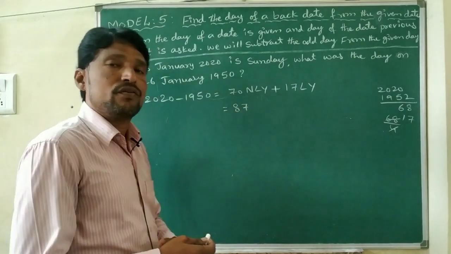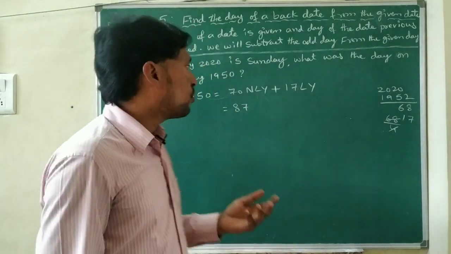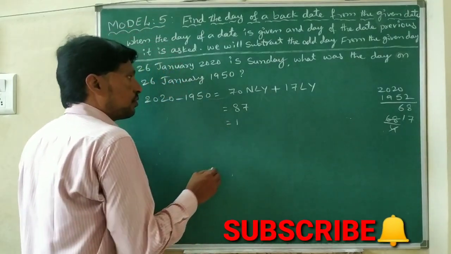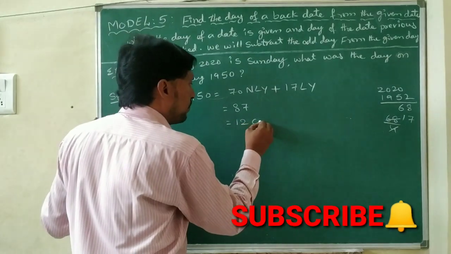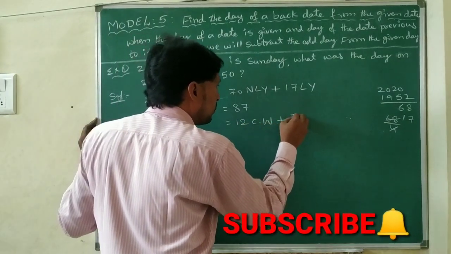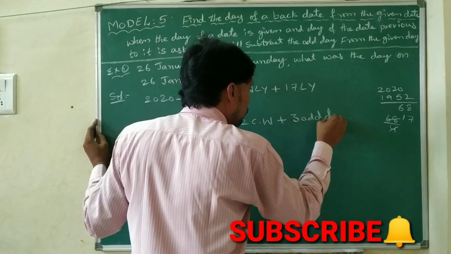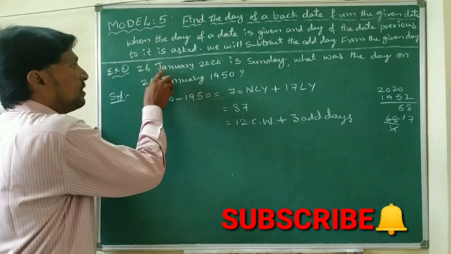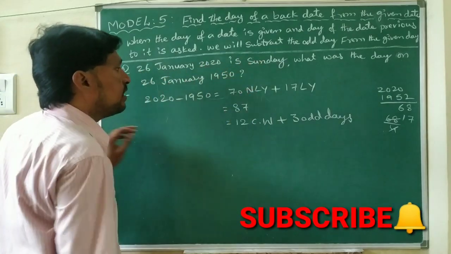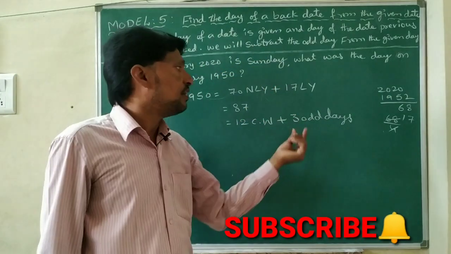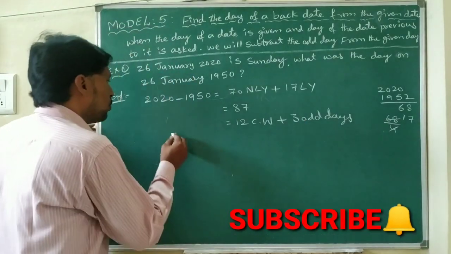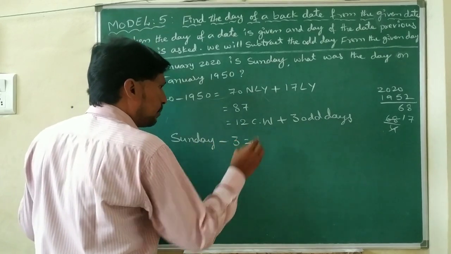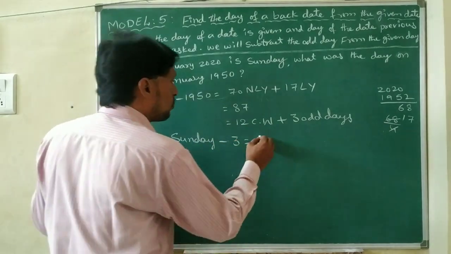This 87 days we need to convert into odd days. So 87 means 12 sevens are 84, 12 complete weeks plus 3 odd days. So we got 3 odd days. 26th January 2020 is Sunday, and from this Sunday we need to subtract these odd days. So Sunday minus 3, what we are getting is Thursday.